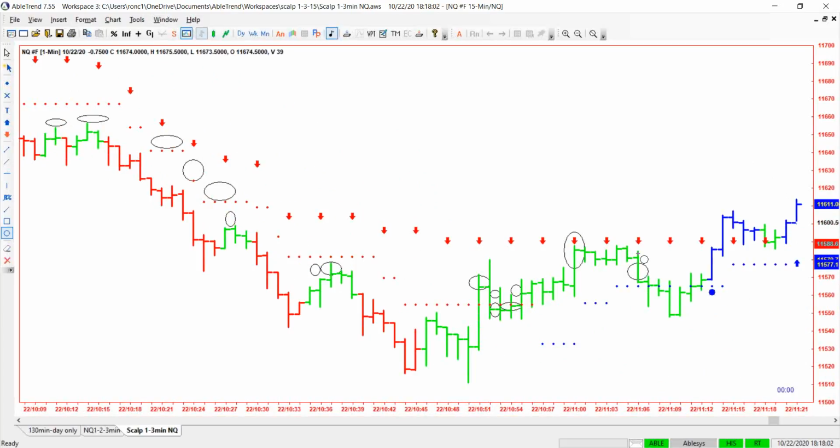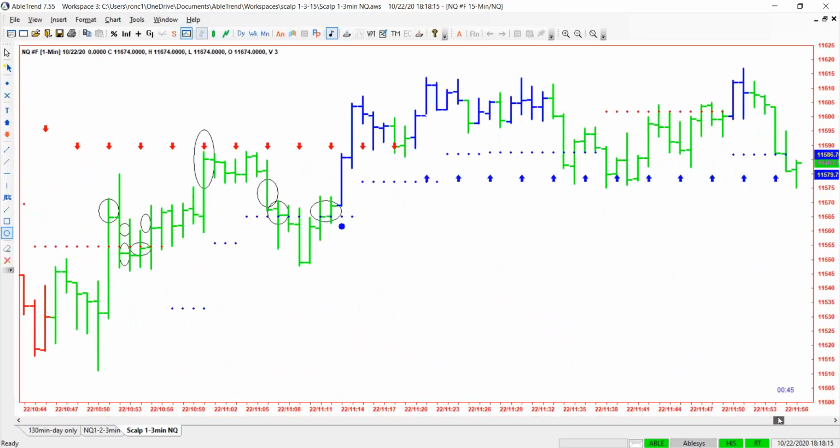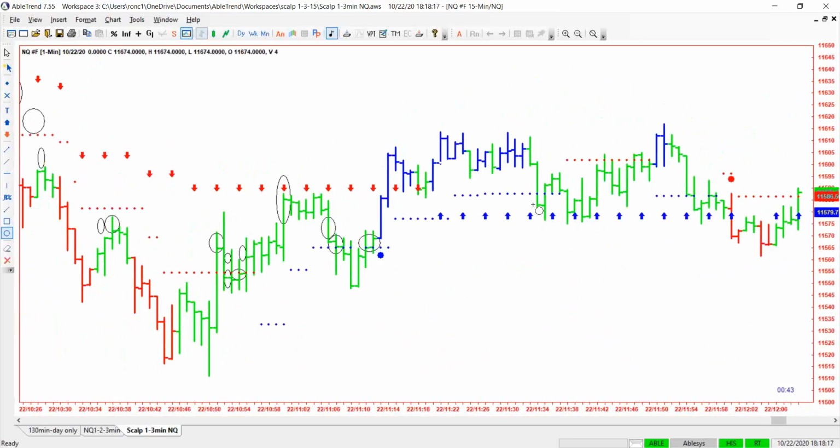It's a little tight in here. Again, I like to have at least 15, and I feel even a little better with 20. But let's call this a trade, which would have been a losing trade, and then we have one right here, and that's a winning trade. So 1 winner, 1 loser. That's fine. Next trade would be right here. Next time it hits a blue dot, goes under it, no trade.